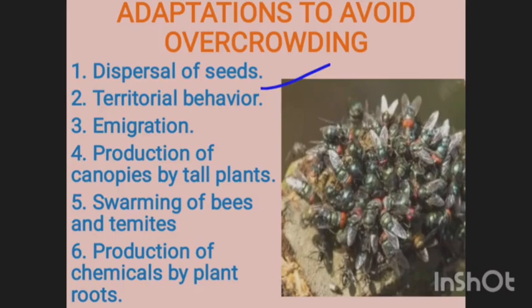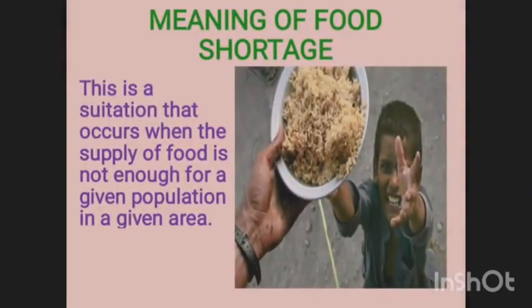All right, these are the adaptations that plants and animals adopt to avoid overcrowding. Let's look at the next one. Let's look at food shortage. We've done this before. Food shortage is a situation that occurs when the supply of food is not enough for a given population in a given area. It means the food is lesser than the number of the population that we have. That's what we refer to as food shortage.